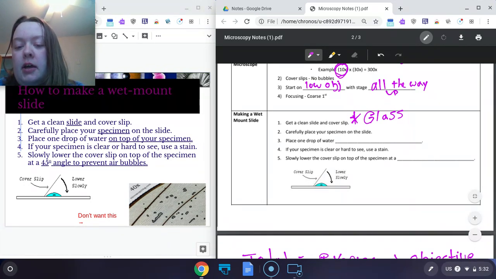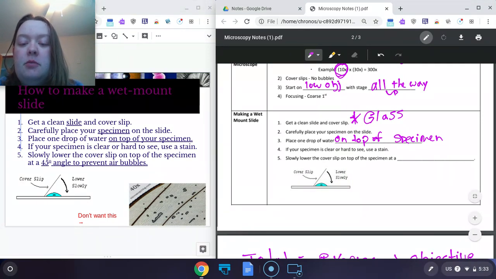Once you have your slide and your cover slip, they need to be clean. Make sure both are clean. Then you're going to place your specimen in the center of the slide. So whatever you're going to view, you place it in the center of the slide. Once you have your specimen in the center of the slide, you're going to place 1 drop of water on top of the specimen. 1 drop is fine. If your specimen is hard to see, you'll use a stain. We're not going to use stains in this class, but other biology classes may require staining.